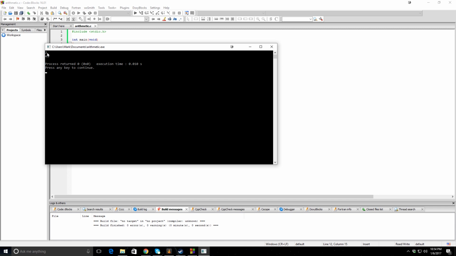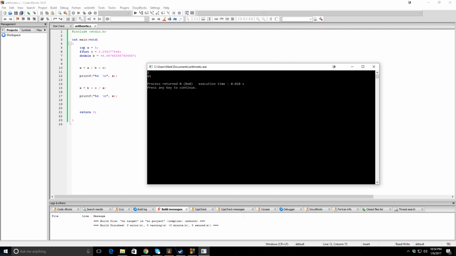So we get 2 and 45. 2 being the one we've seen before from when this was an integer. And then the 45, let's analyze why this happened. So b is 44 plus c is 2.2. That gives you around 46 or so.